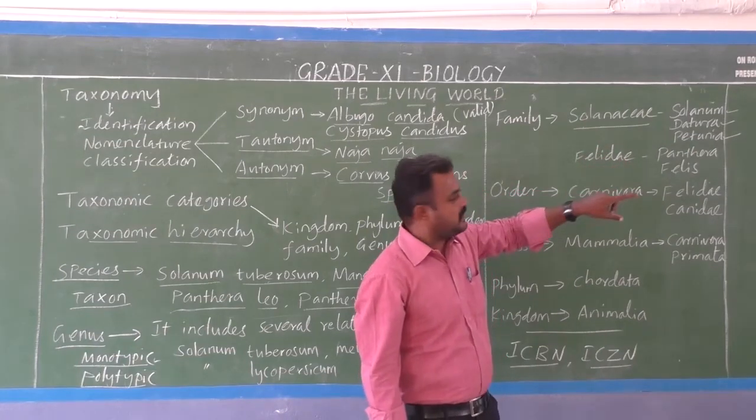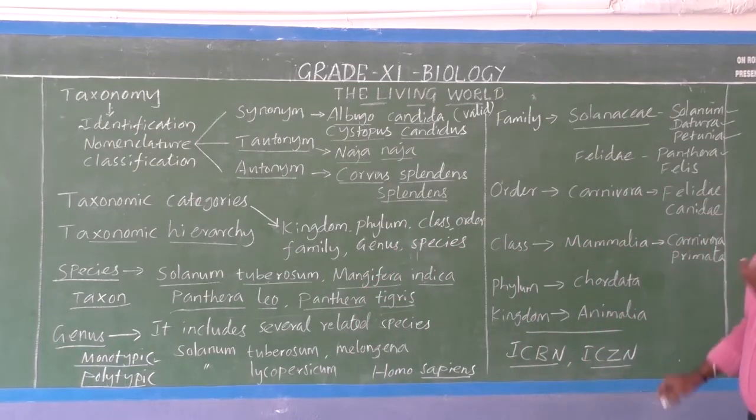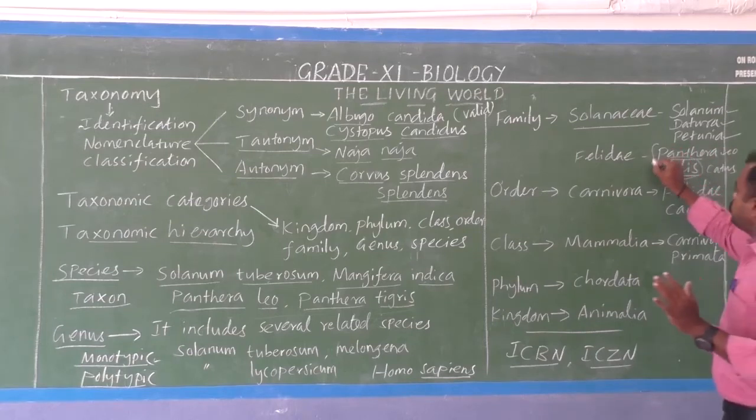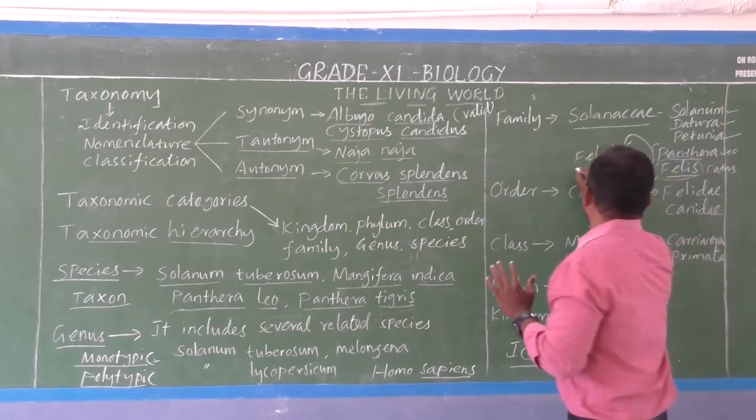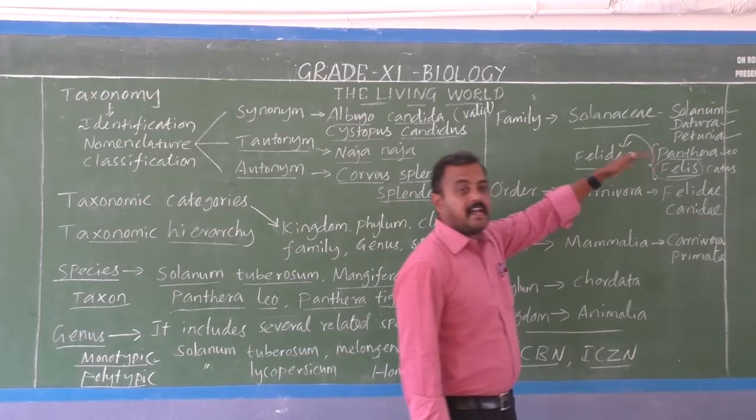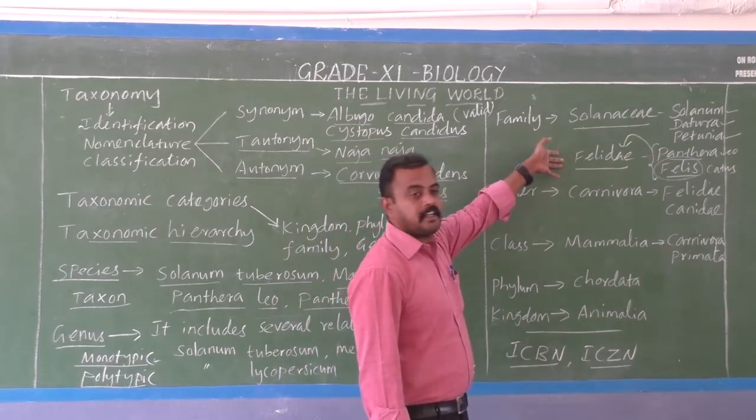Here is another example you can see, Panthera. In Panthera we have Panthera leo, Panthera tigris. So Panthera is a genus. Felis is also one genus. Felis catus. You know, Felis catus is the cat. Panthera leo is the lion. So Felis is one genus, and Panthera is one genus. So two genera come under Felidae. It is one family because Panthera and Felis have common characters. That's why they are placed in the Felidae.